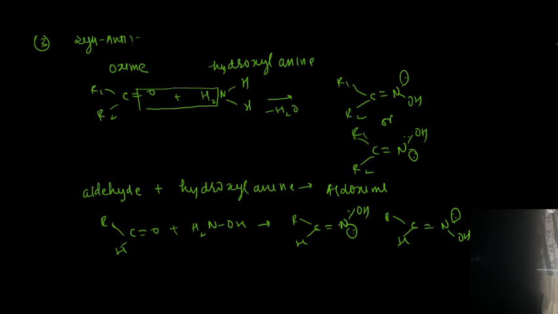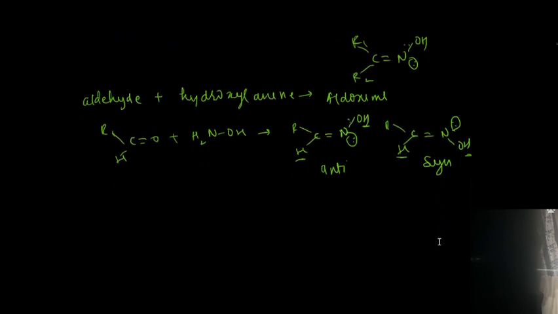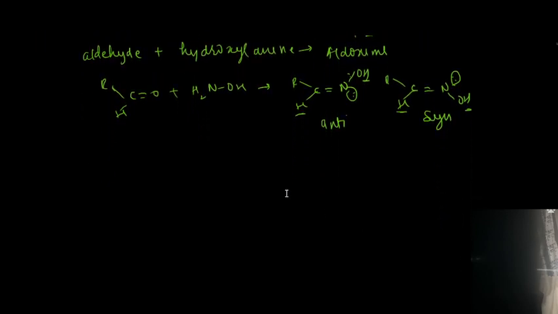So this R group is with OH. So it is anti group and it is a syn group. We take reference to the hydrogen and OH. If hydrogen and OH are anti, this is called anti. And if together, then it is called syn. Okay, this was the endoxime. Now what about ketoxime?